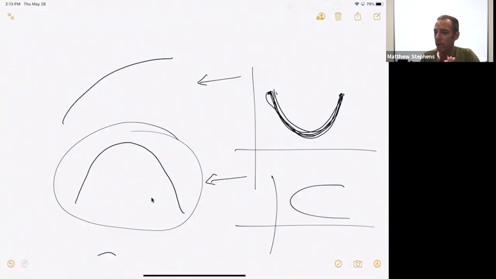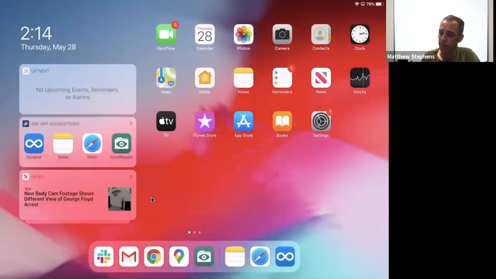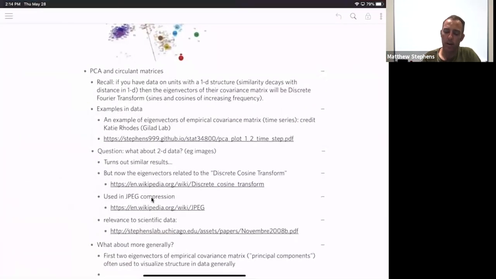So that's in 1 dimension. In 2 dimensions, it turns out there's an analogous result. So to the circulant matrices, the matrices become more complicated, okay? But it turns out that now the eigenvectors are related to what's called the discrete cosine transform.